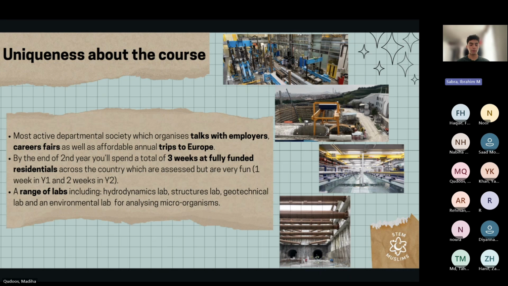And another nice thing about the course is that we have a lot of labs. If you see at the top, that's our structures lab. It's very big and it's in the center of the whole department. And this third picture here is our hydrodynamics lab. So we have a big wave simulator and we've got little flumes as well, which you're going to use in year one. And we also have some geotechnical labs and an environmental lab for analyzing microorganisms. But we use that one less, unless you were to go into the specifics in year three or year four.